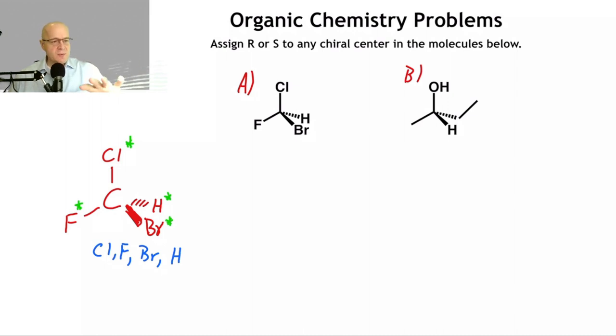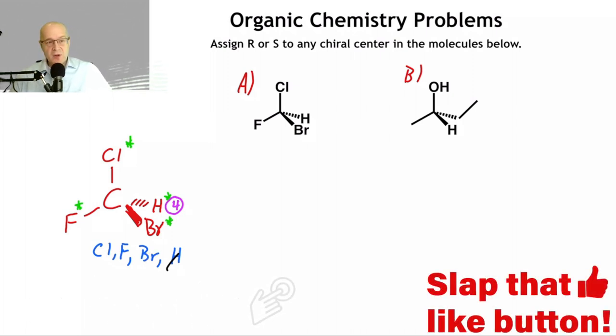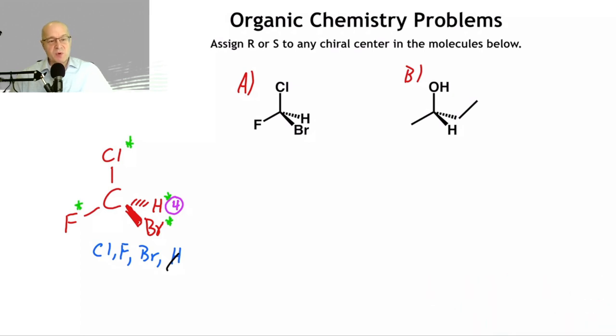It's easy to pick number four. It's almost always easy to get four and one. It's two and three that get you. So let's be careful. Four is hydrogen. Hydrogen has atomic number one. If you have a hydrogen on your chiral center, it is always priority group four because hydrogen has the lowest atomic number possible. Now, let's consider chlorine, fluorine, and bromine. They're all halogens, first of all. You'll see bromine is lowest down on the periodic table, which means bromine must have the highest atomic number. So bromine is number one. Like I said, one and four, almost always the easiest ones to figure out.